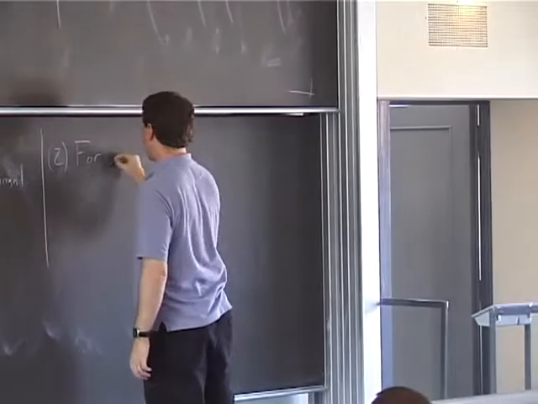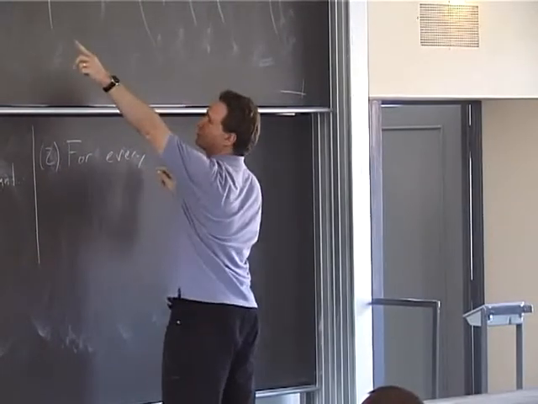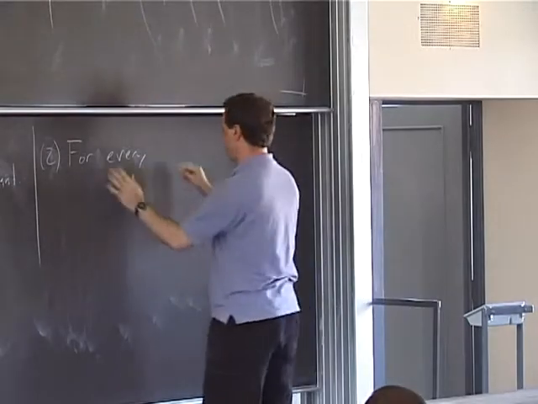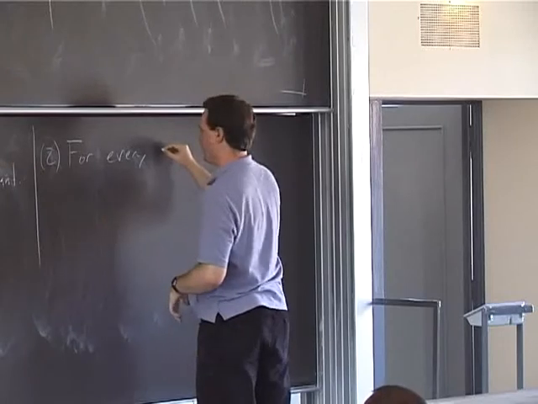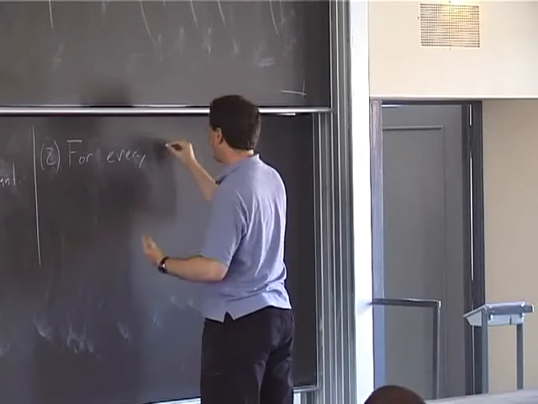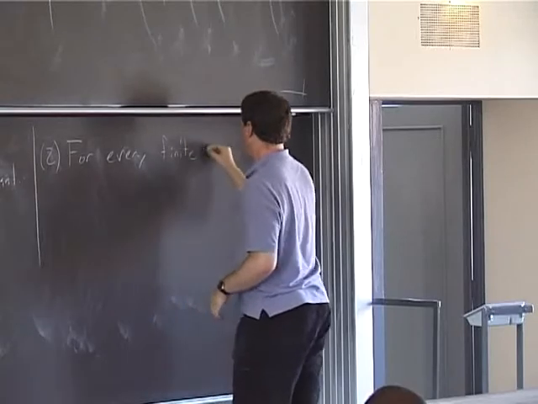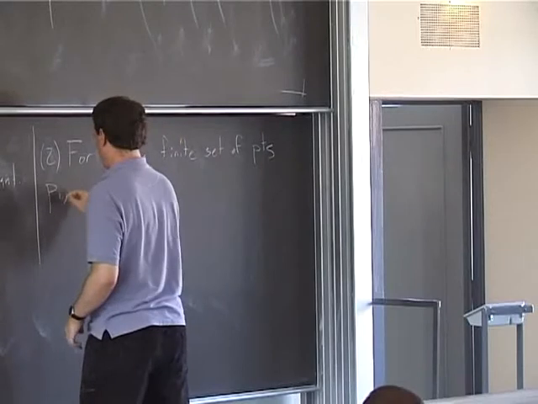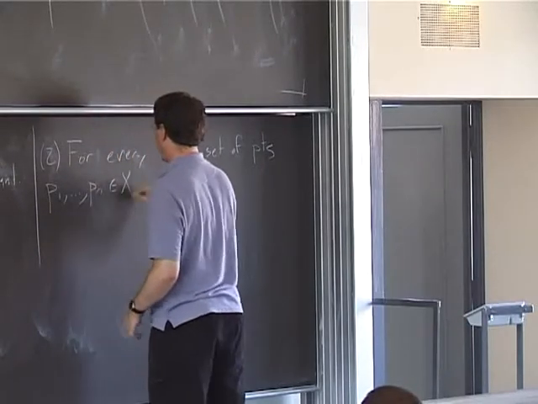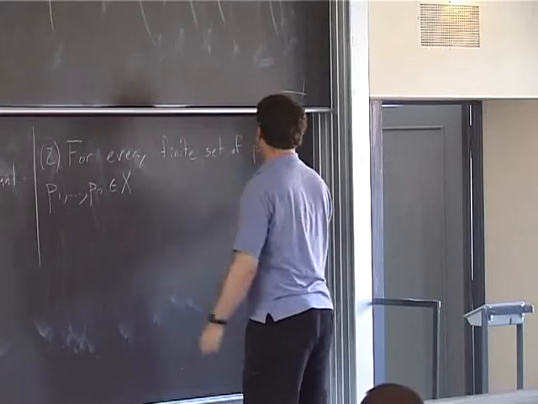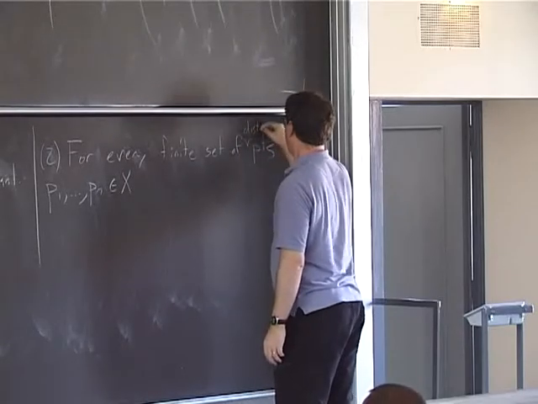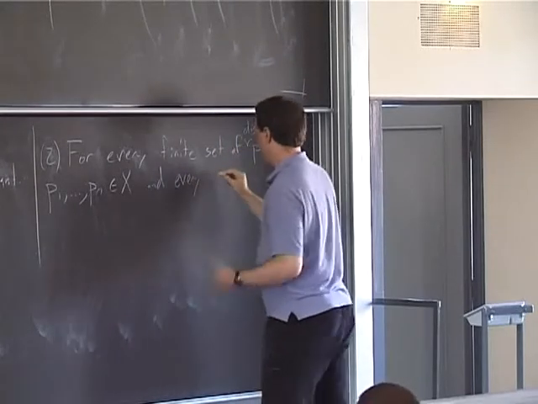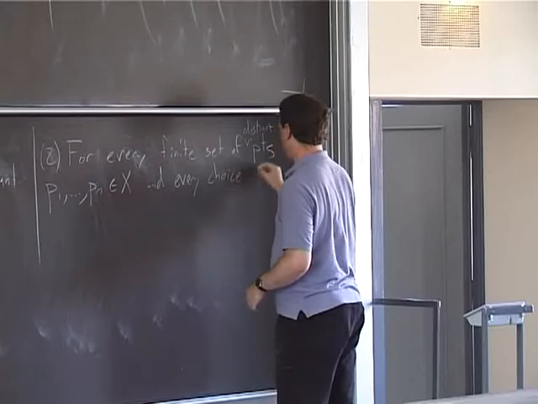for every... So I'm going to use the brief version. I mean, it's a good exercise for you to figure out how to make this precise in that sense. But let me just use this notion here. For every finite set of points P1 through Pn in X. I mean, for every integer n and every finite set of distinct points. And moreover, every choice of a tangent vector at each of these points.